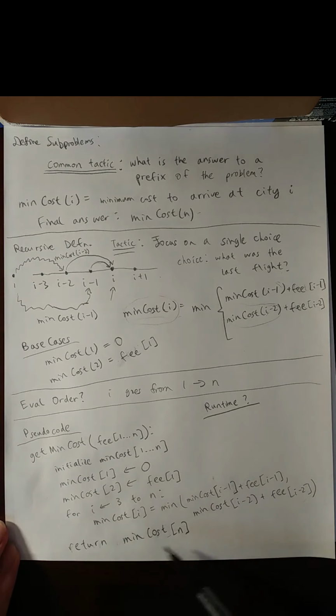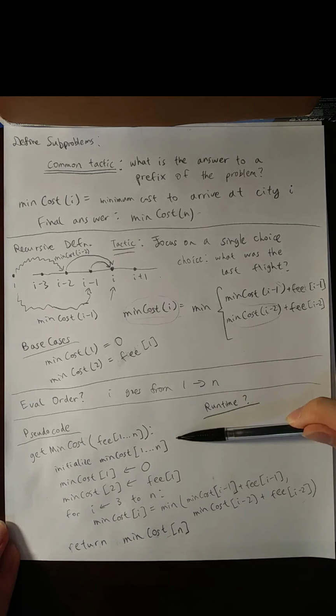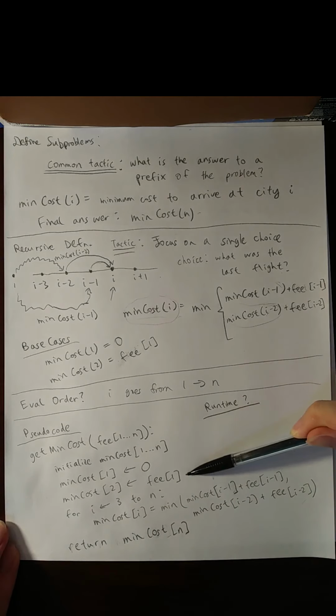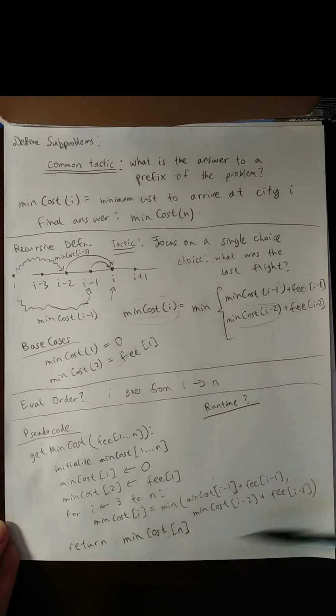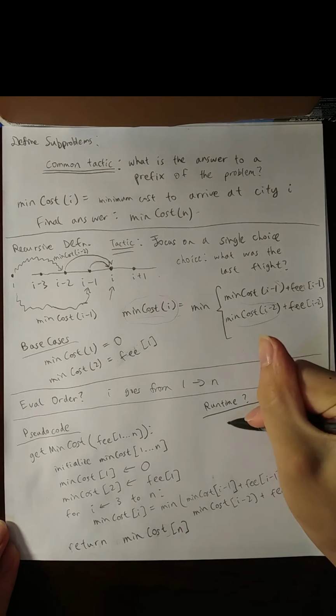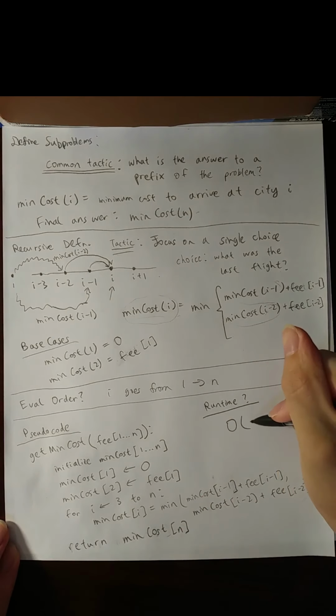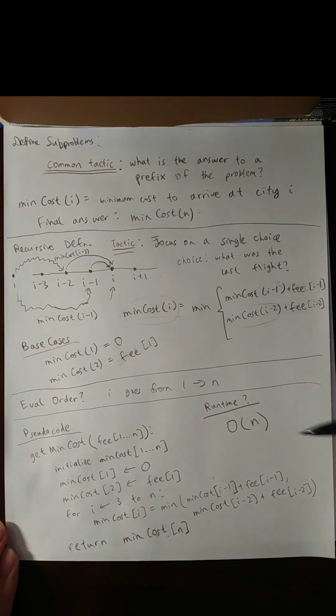And then we just return min cost n. So we have O of n, O of 1, O of 1, and O of n for the for loop. So in total, our runtime is big O of n. And we're done.